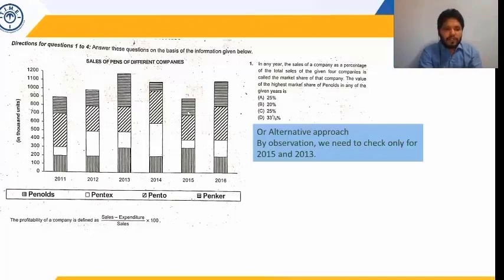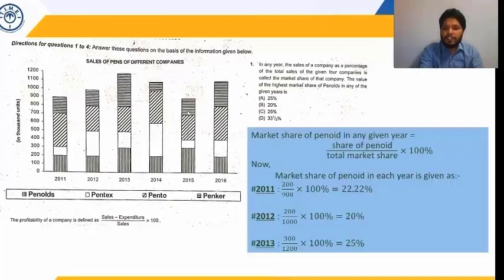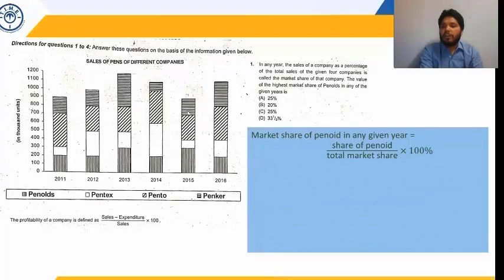So by observation, can we do something? Let's see. In 2011, what are we going to do here? We have discussed this. The market share of penoids is share of penoid divided by total market share into 100%. So this share of penoid divided by total market share is going to change for each year, and the into 100% is going to be constant. So this 100% is going to be constant. What is going to change? Share of penoid divided by total market share is going to change.